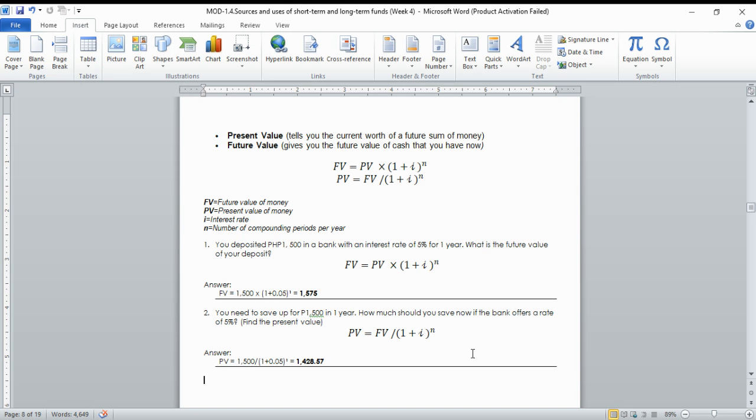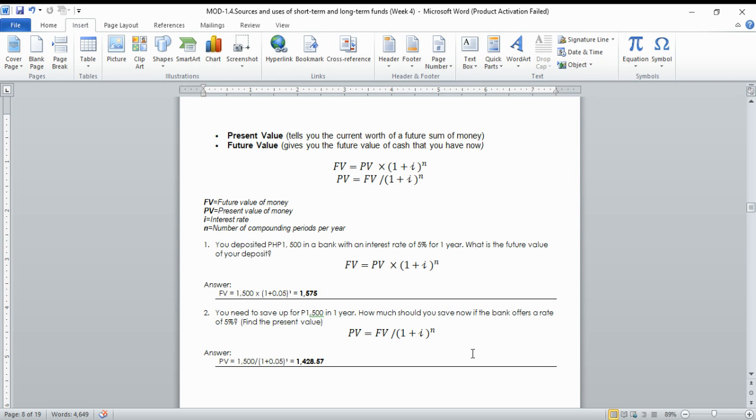This topic is all about the present value and future value. The difference between the two is that present value tells you the current worth of a future sum of money, while future value gives you the future value of cash that you have now.